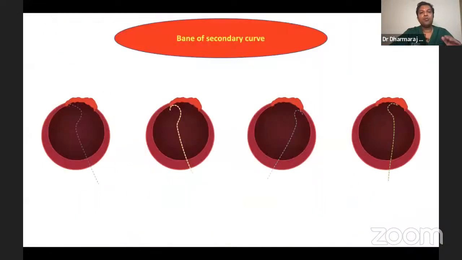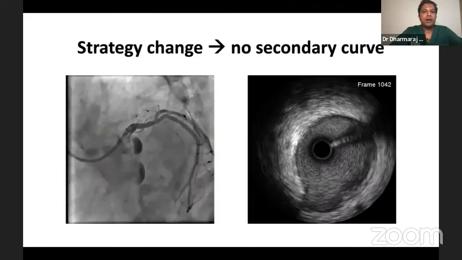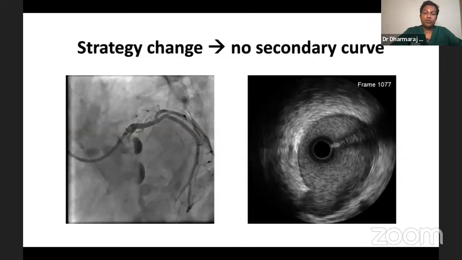And then, what exactly happened when I did a secondary curve? The secondary curve was the bane in this case, because of the narrow angle, it allowed my wire to go to the periphery of that CTO stump instead of staying in the middle. And when you do a secondary curve, what happens in this last picture here is that even if it's in the middle of that stump, the wire will prolapse on itself because of that secondary curve. So right now, the strategy change would be no secondary curve.